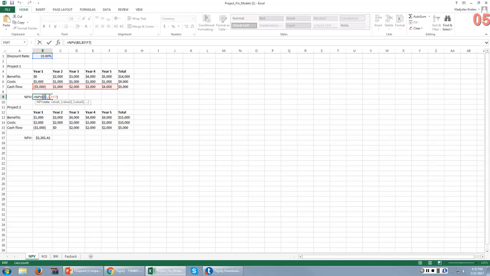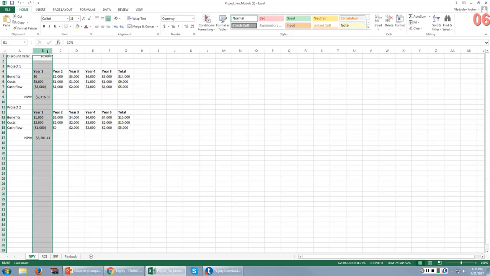So the first parameter is the interest rate, which is B1, and the second parameter is the range of cash flows, B1 through B7. Given this interest rate and those cash flows, the formula calculates that the net present value is 2,316 here, and 3,201 here.